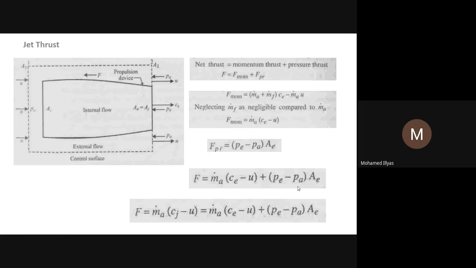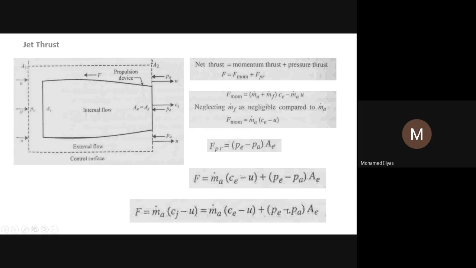If it is incomplete expansion, this will be involved: the gas pressure at the nozzle exit and the ambient pressure. The pressure multiplied with this area will give a force. Correct? Pressure is Newton per meter square and area is meter square, so meter square gets cancelled and I'll get force in Newton. That's why we multiply pressure into area to get the unit of force.